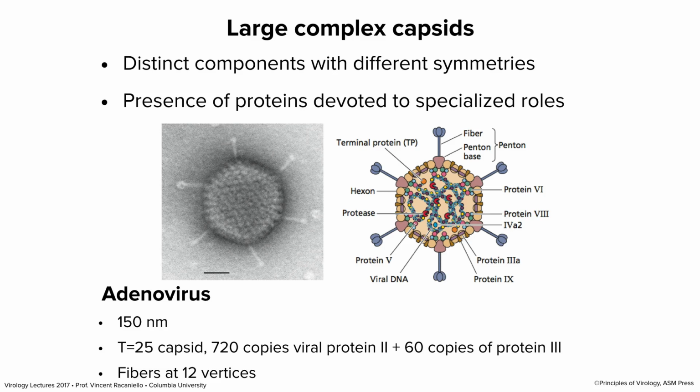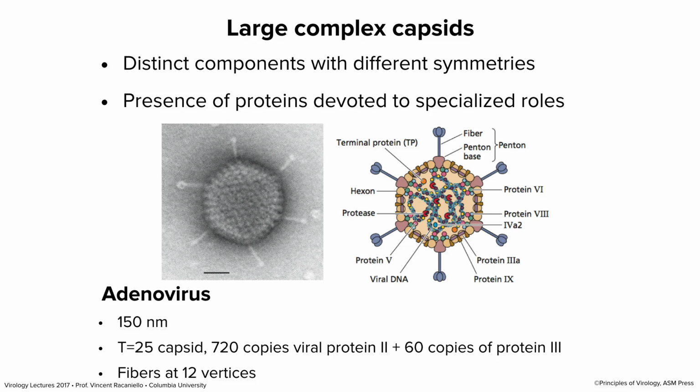So adenovirus is built with an icosahedral shell, 150 nanometers. It's a T=25. So that means 25 subunit facets per icosahedral face. And with fibers at the 12 vertices. At the 12 5-fold axes of symmetry, there are fibers attached, and you can see those in the electron micrograph. So obviously the fiber conforms to the underlying symmetry, right? There's one at each 5-fold axis of symmetry.